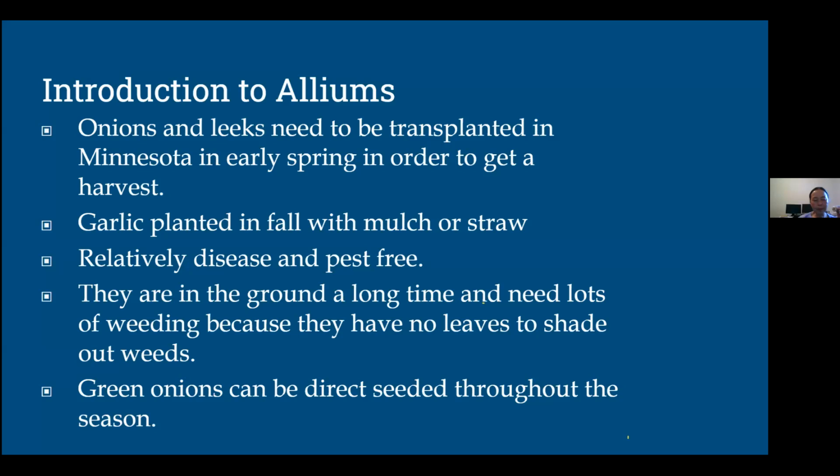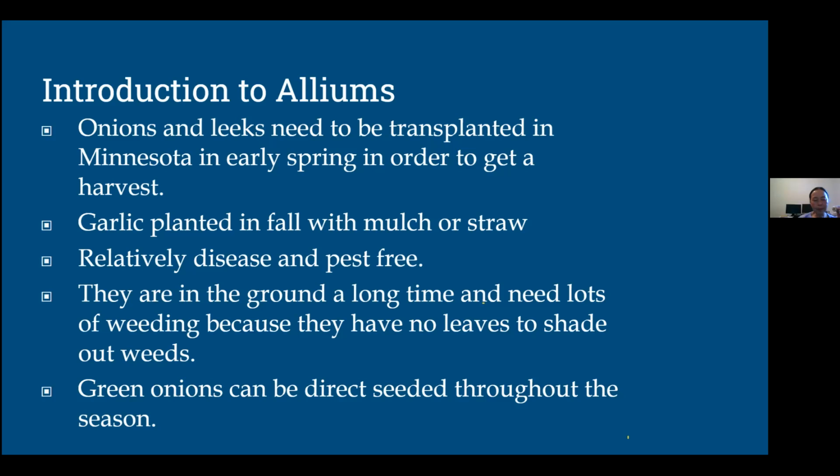Garlic is planted in the fall with mulch or straw. So garlic overwinters. It's planted in the fall, it overwinters, and then you'll be harvesting it kind of early summer. Or no, fall. In the fall, you'll be harvesting it.